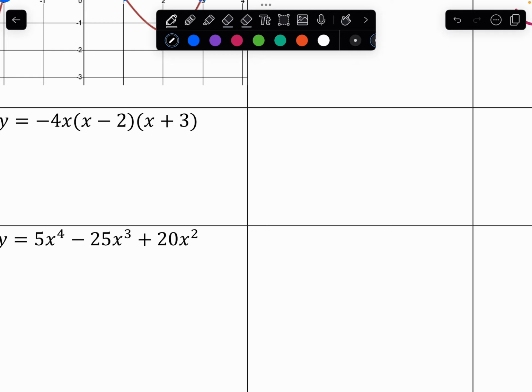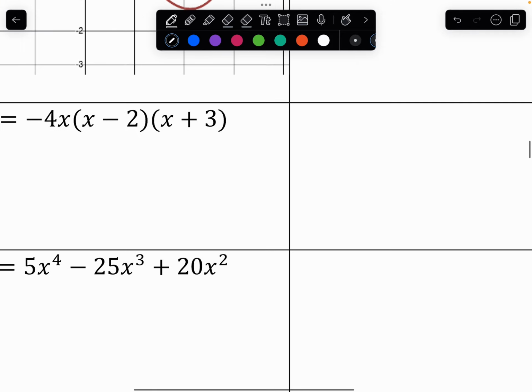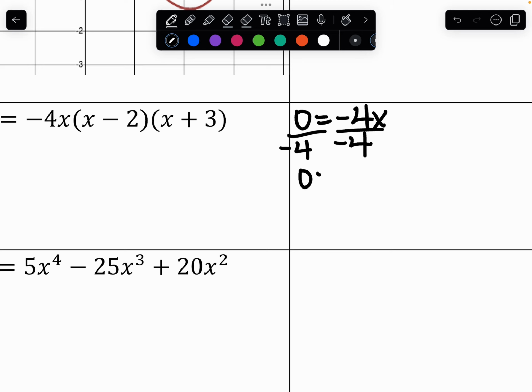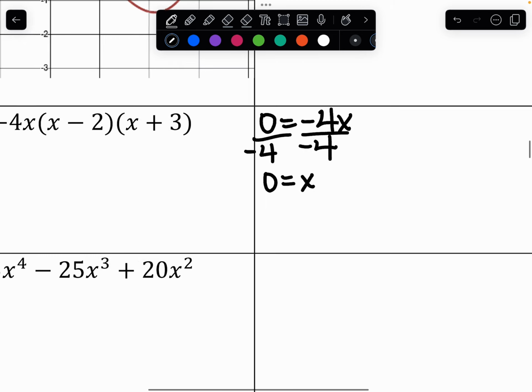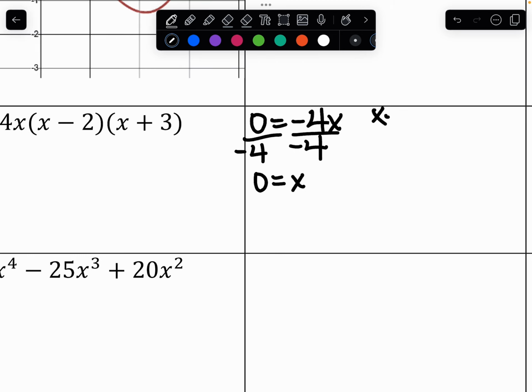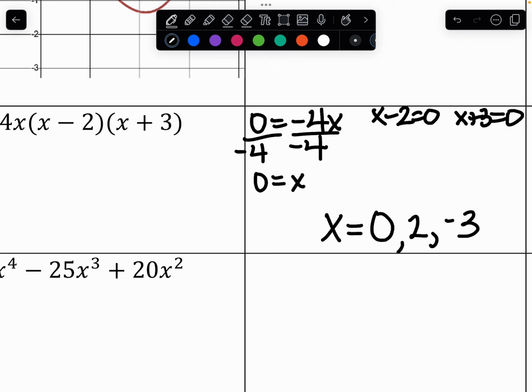Okay, example 5 is a little bit different. However, we've talked about it before. Because of that variable in the front, we're going to set 0 equal to -4x. Dividing both sides by -4, we get 0 equals x. And then if we want, we can do even more work. x minus 2 equals 0, and x plus 3 equals 0. Solve for x. And so x equals 0, 2, and -3.